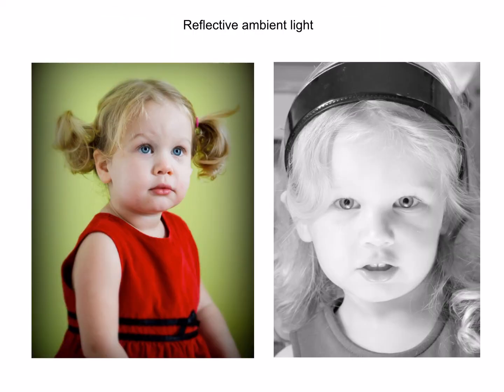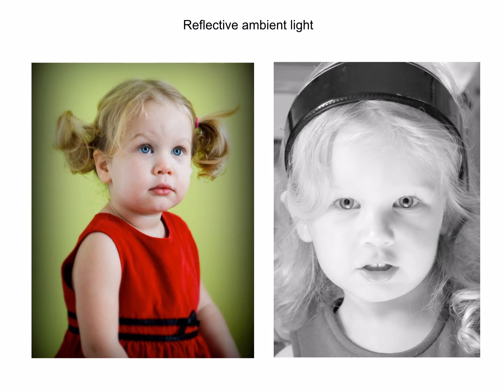Here are a couple examples of reflective ambient light. The primary light source was a window to the right in the case of the first photo, the photo on the left. There's a window on the right of her. That window was also casting light onto the wall to the left of her, a white wall, and it was reflecting off that white wall. So she actually had light primarily coming on the right side, but also coming on the left side.